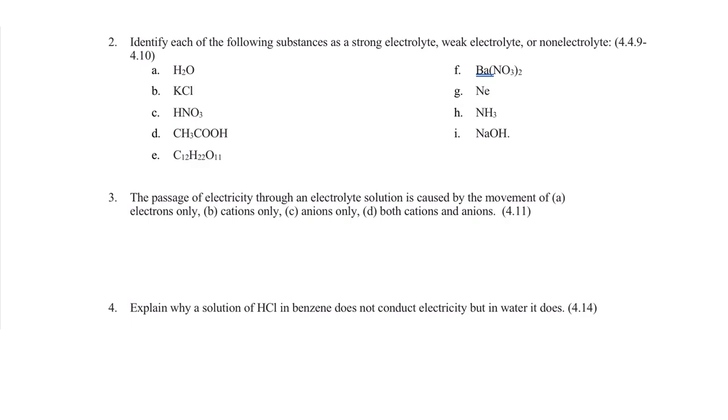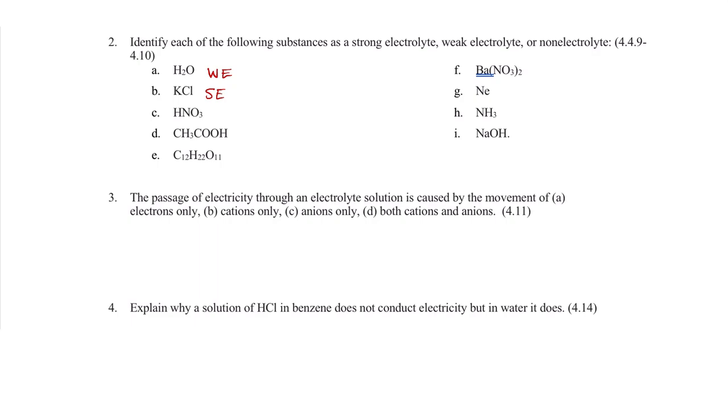In problem 2, we're asked to identify whether each substance is a strong electrolyte, a weak electrolyte, or a non-electrolyte. Water is considered a very weak electrolyte, as we discussed in class, and potassium chloride would be a strong electrolyte. The reason why is it's highly soluble in water. You have a group 1 metal bonded to a halogen.